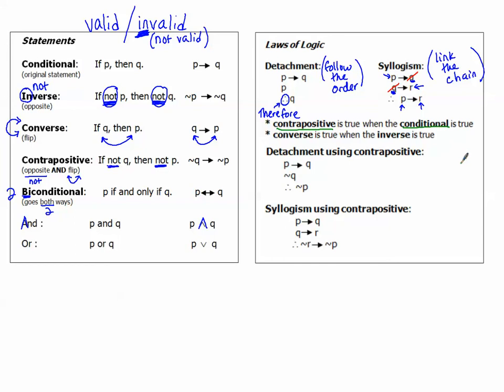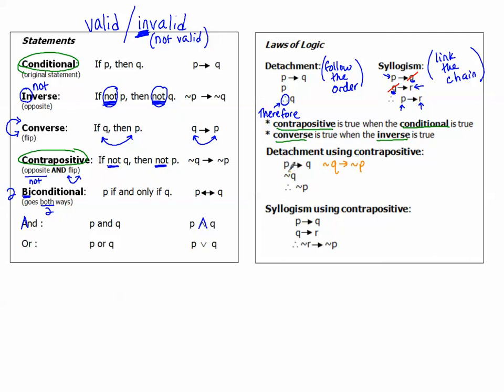Now, it's important to remember that the contrapositive is true when the conditional is true. They have the same meaning. The converse is true when the inverse is true. So the conditional and the contrapositive basically mean the same thing. The inverse and the converse basically mean the same thing. So we can apply it like this. To the law of detachment, P comes first, then Q. If P, then Q. Well, according to the law of the contrapositive, which means flip this and put nots, writing the contrapositive is also true.